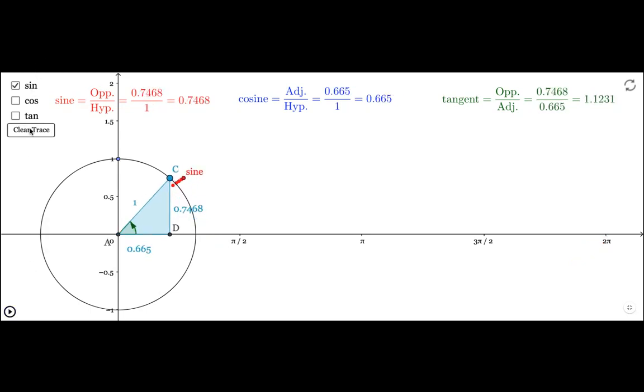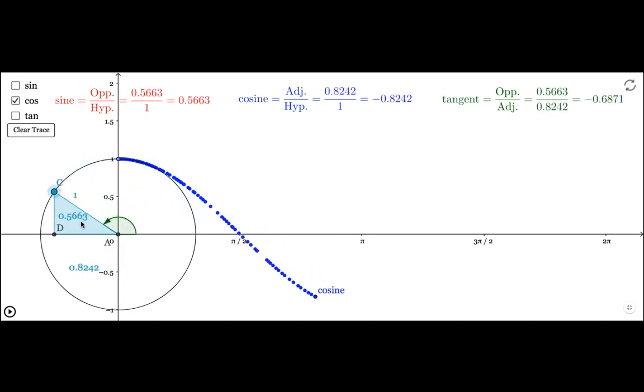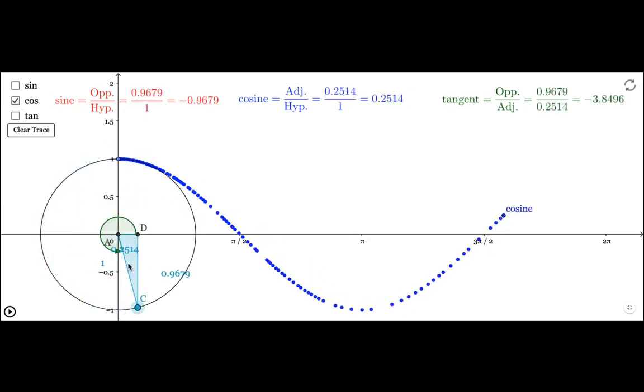Okay, pause. Let's look at cosine. I guess I can do them all, but I'm going to do just cosine first. So I want to start it here. It starts at the top, and then it comes down, and then it goes around, all the way back to the top. Right, that's one full rotation.